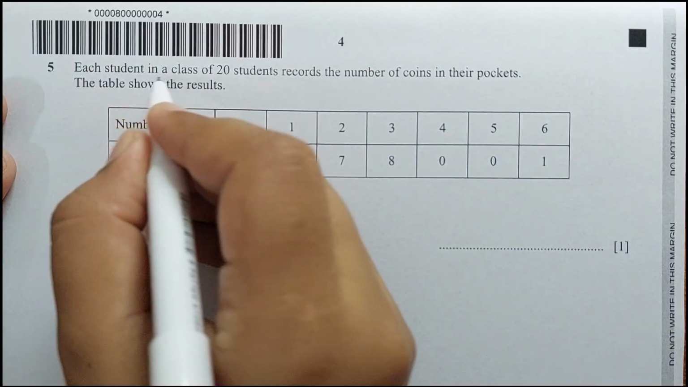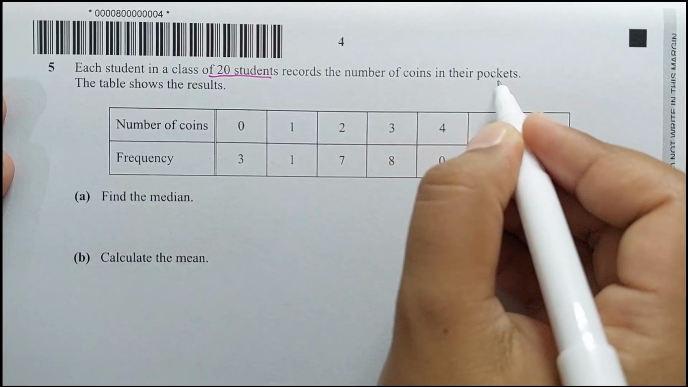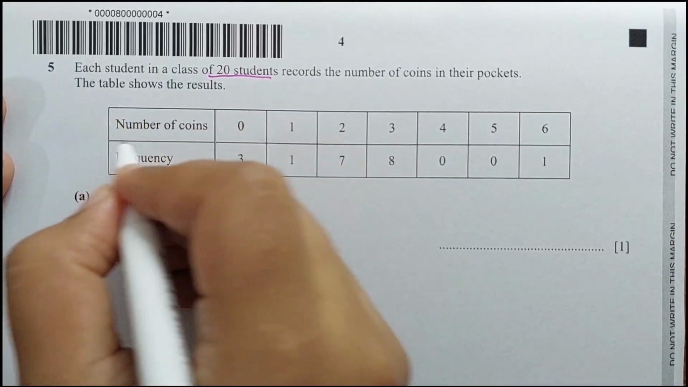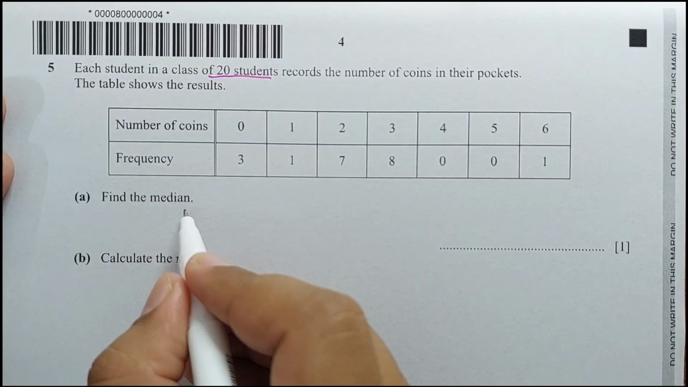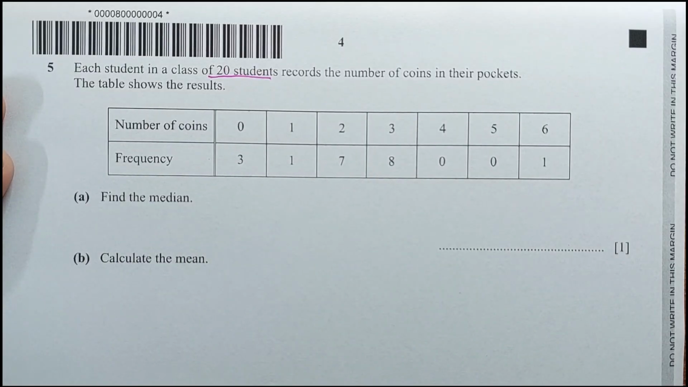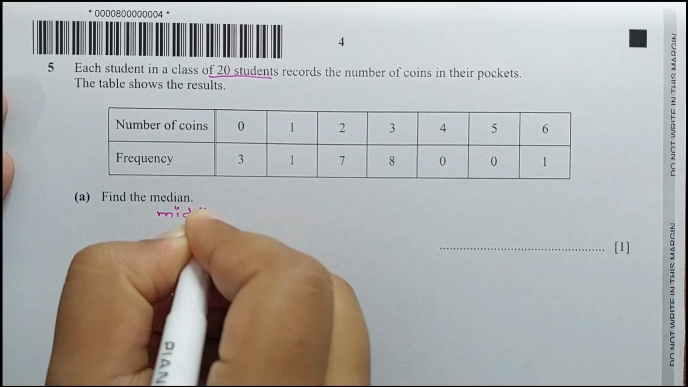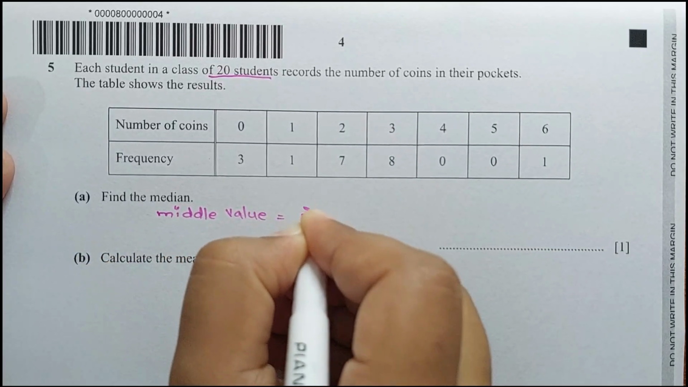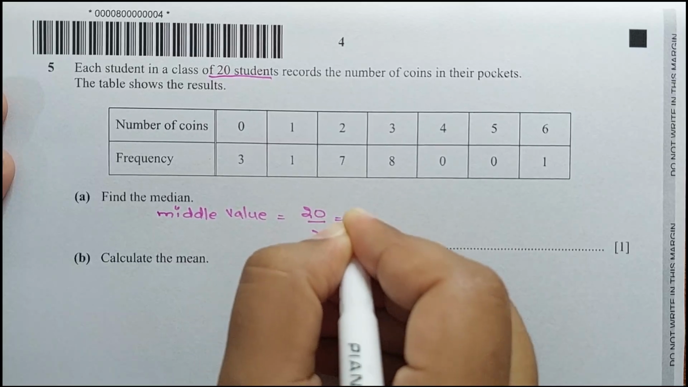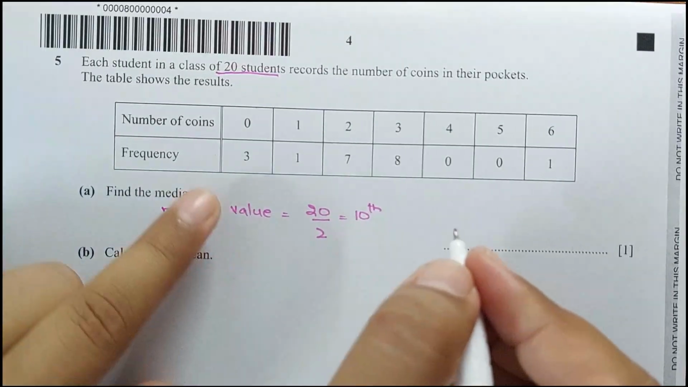Question number 5. Each student in a class of 20 students records the number of coins in their pockets. The table shows the results, the number of coins and the frequency. Part A, find the median. The median is basically the middle value. The total is 20, so you take half of 20, that is the 10th value. So we have to find the 10th value.